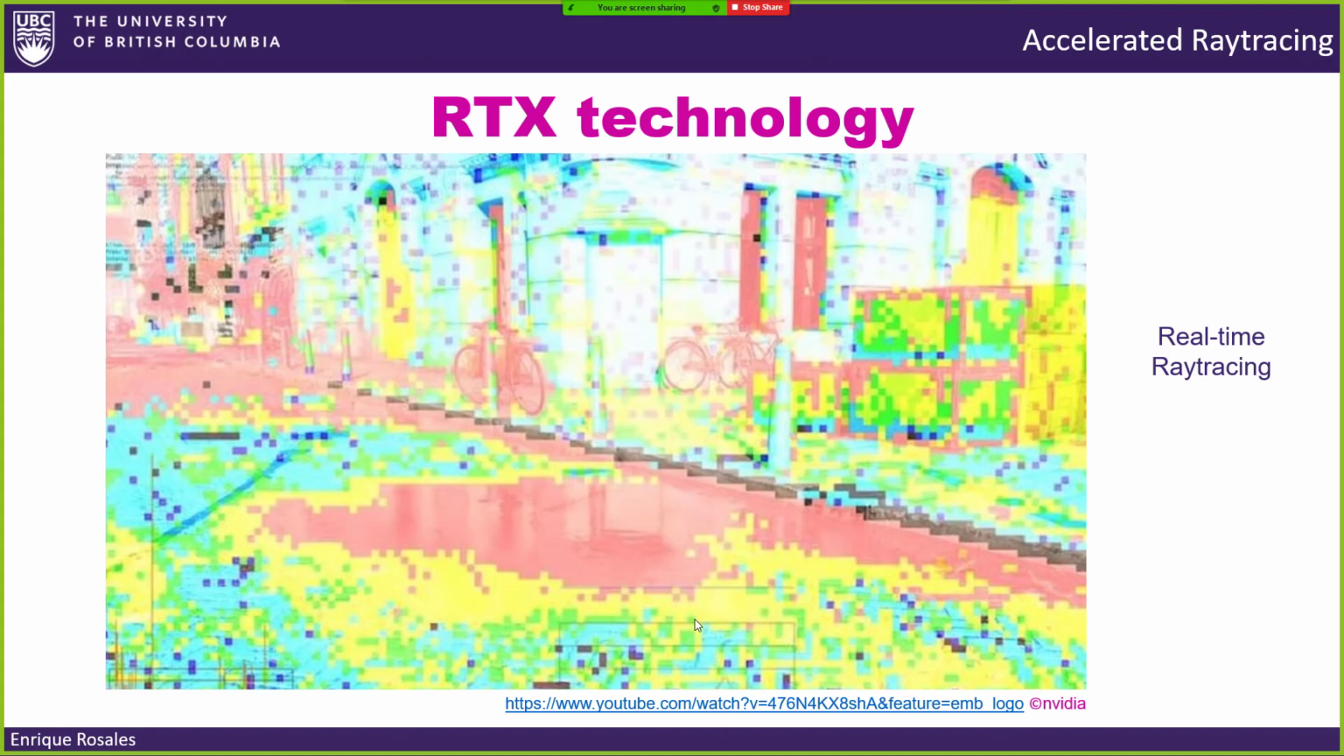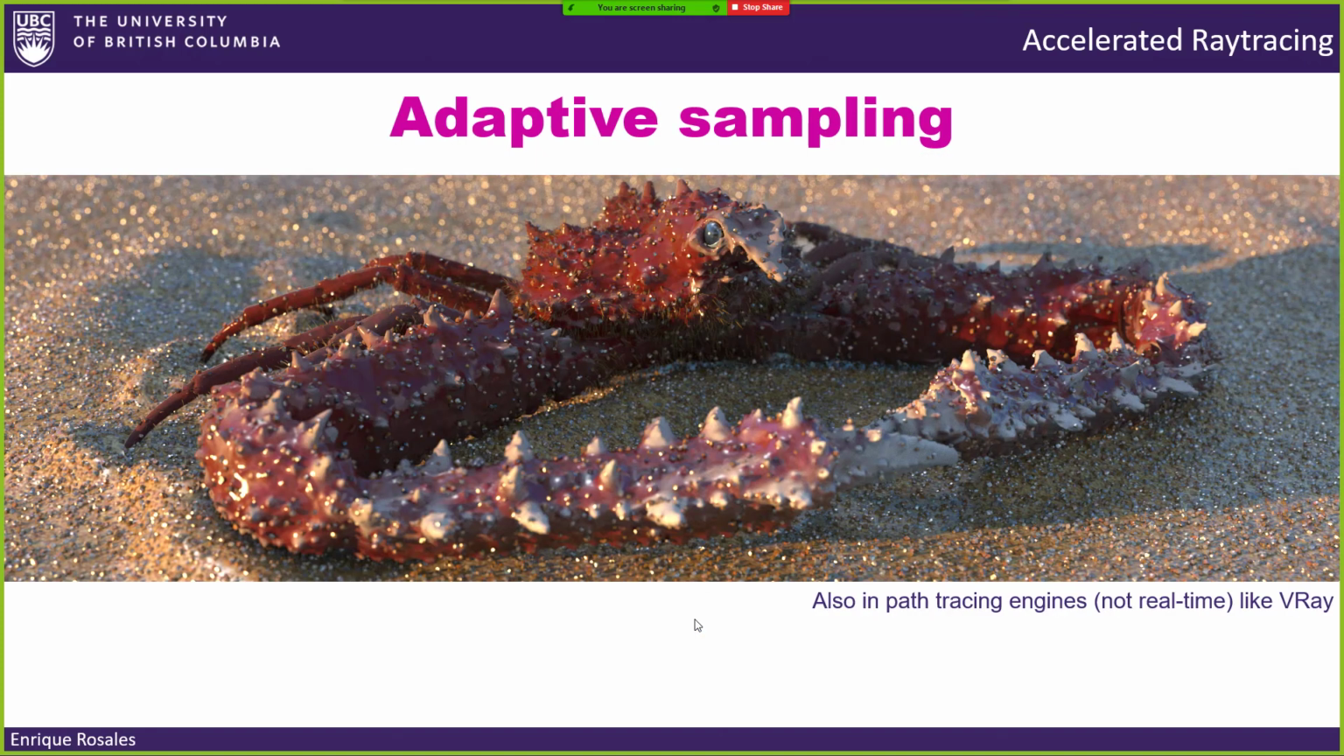And this technique of adaptive sampling is not only for real-time ray tracing or real-time path tracing. It is also used in other ray tracing or path tracing engines. For example, I made this image in V-Ray. V-Ray is one of the render engines that you could use in 3ds Max. This image has a lot of objects. Every particle here is a separate model using a particle generator in 3ds Max.